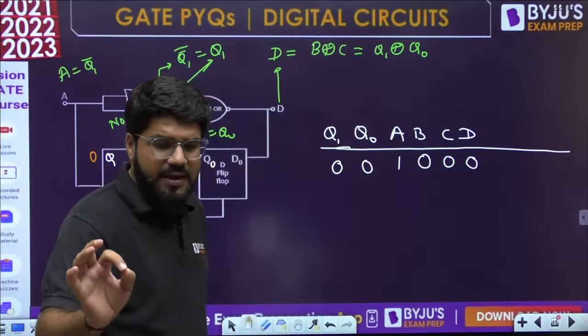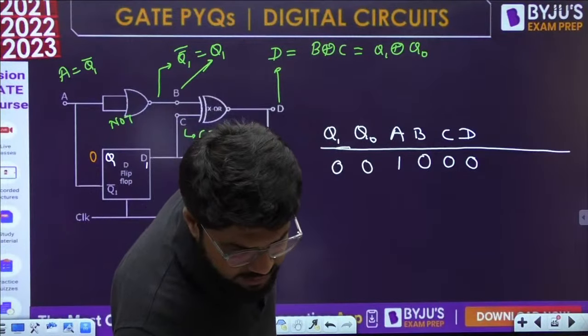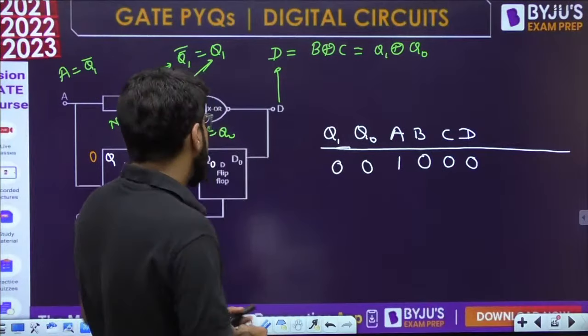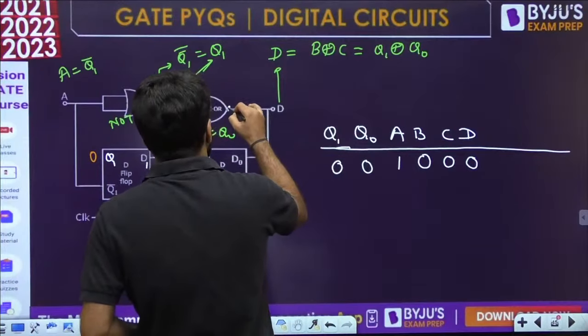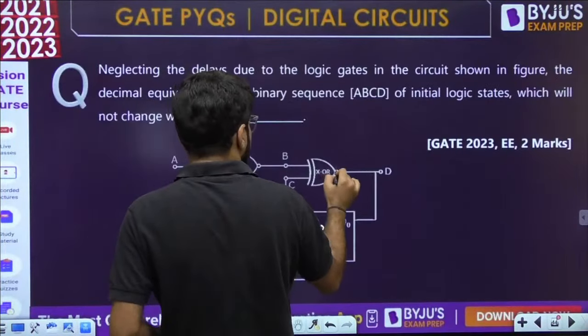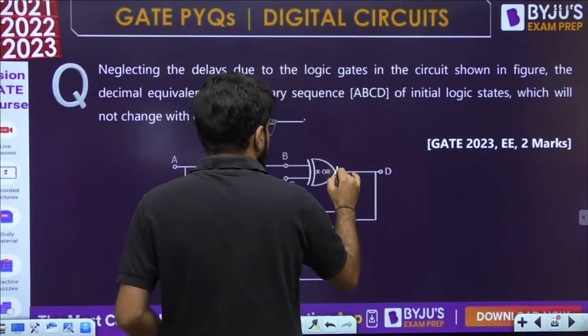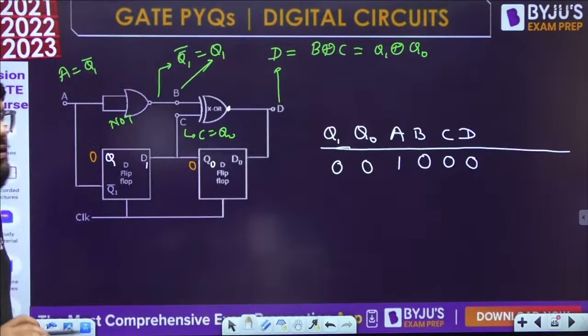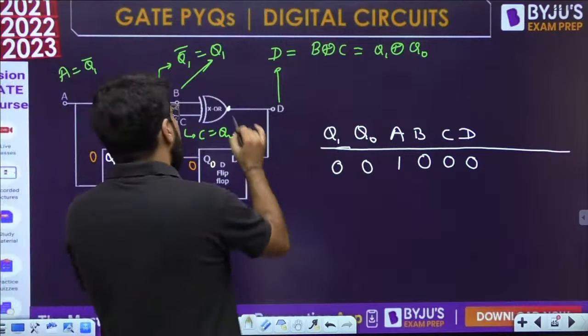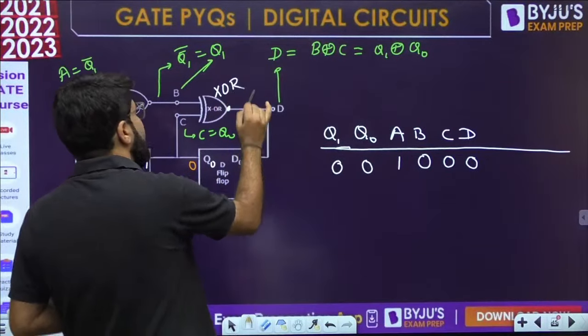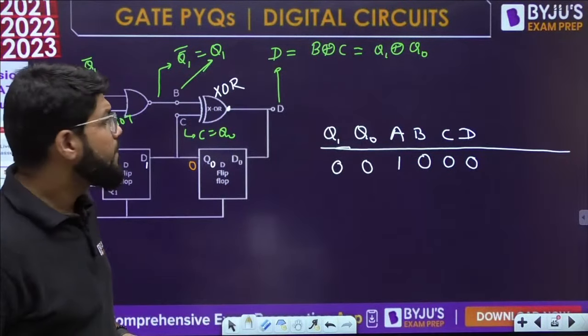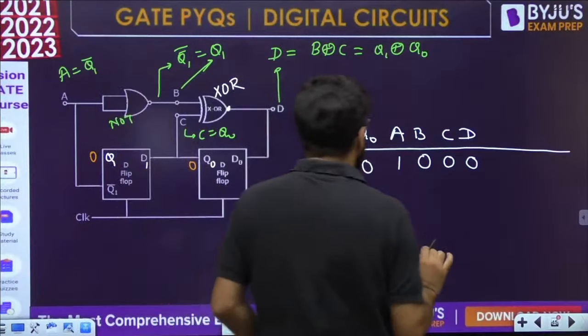In the correct diagram also it is XOR only. So please remove this bubble. This bubble is not there in the actual question also. It is XOR only, not the XNOR. So you can correct this. Okay, chaliye, so that means our calculations are going well.